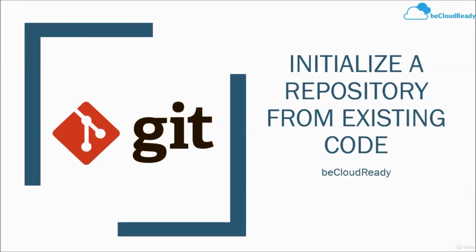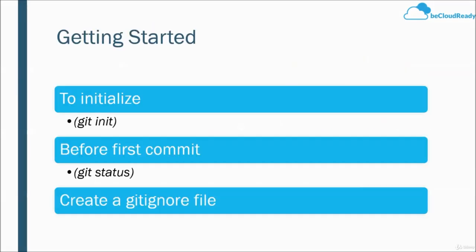So we initialized the repository from existing code. To initialize a repository, we need to do the git init command. And before we've committed anything, we checked with git status to see which files are untracked. Then we created a gitignore file in order to remove the files that are unnecessary to be tracked, before checking again with git status to make sure that our current files that are untracked are the files that we want to track.